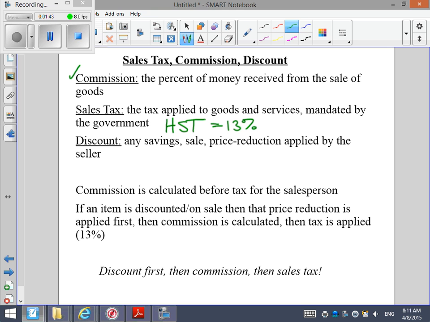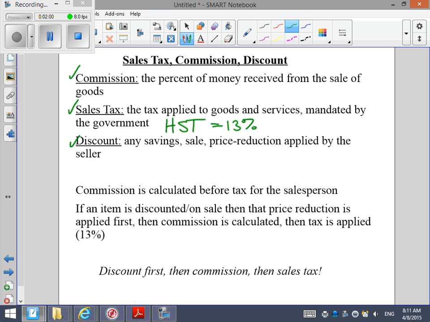Discount's very similar to when we were doing work last week with an increase or a decrease of a number. Very, very similar. It's just applied with these two other concepts to do money sales and things involving money.